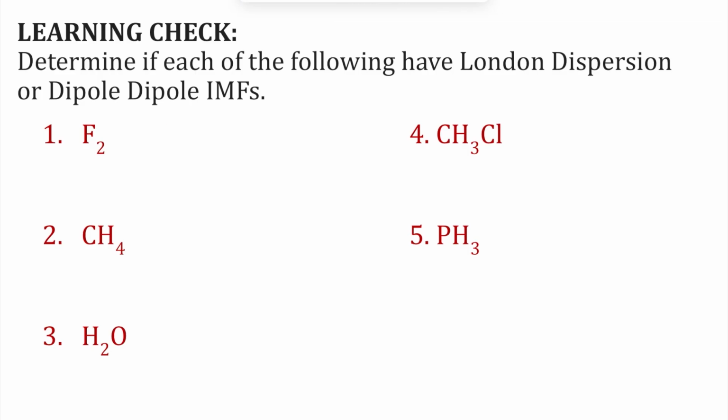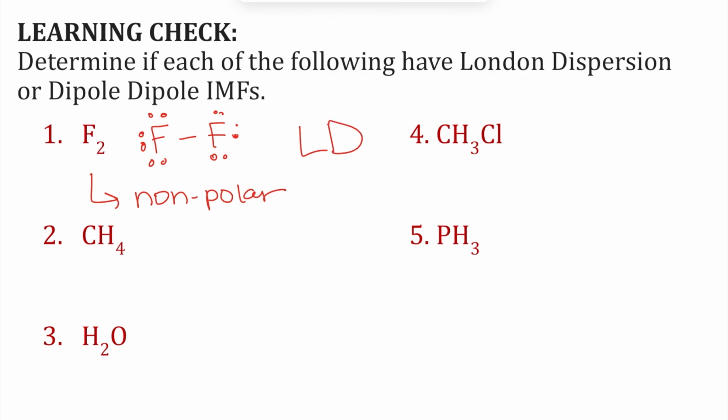So F2, if we look at, well, how is fluorine going to share with another fluorine? We can draw that. Anything that is diatomic is going to end up being nonpolar because it's going to share equally with itself, which means if that is nonpolar, there are no permanent dipoles forming. And so this one is going to be London dispersion because that is a nonpolar molecule.